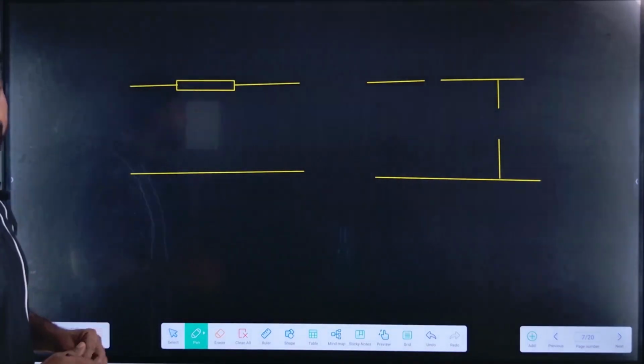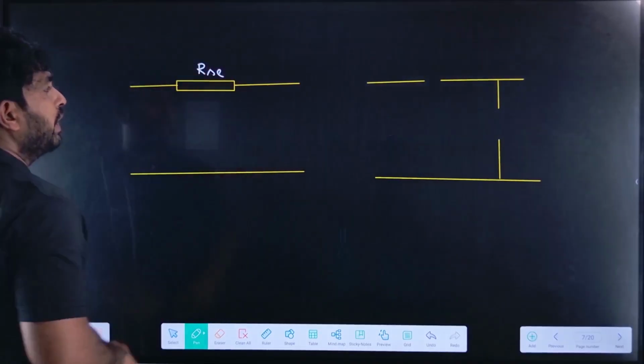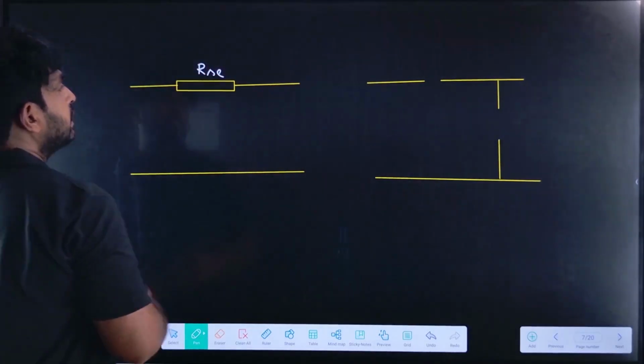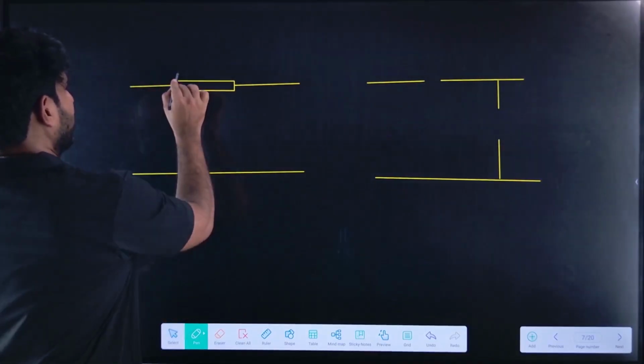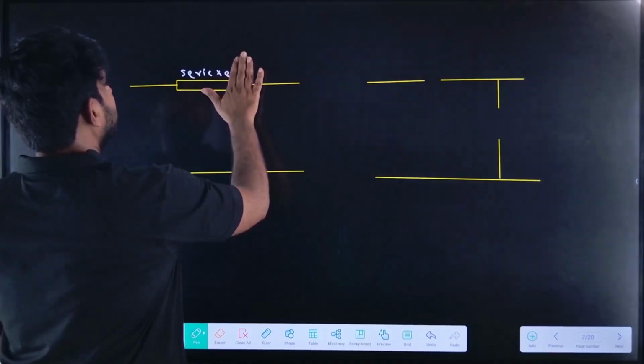For example, we have a series element here. Let me call this a series element, not the RSC, a series element.